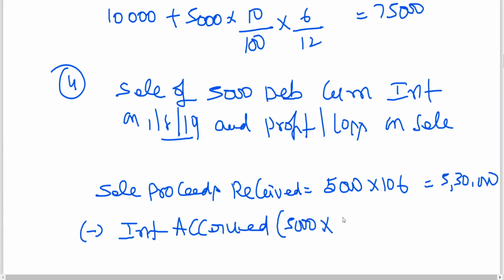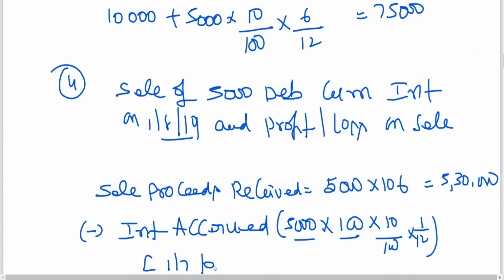5,000 into 100. See sir, 5,000 debentures. What is the face value of the debenture? 100 rupees. Interest 10%. For how many months do I have to calculate? 1 by 12. Why 1 by 12? 30th June was the last payment, so from 1st July to 1st August I have to calculate interest.